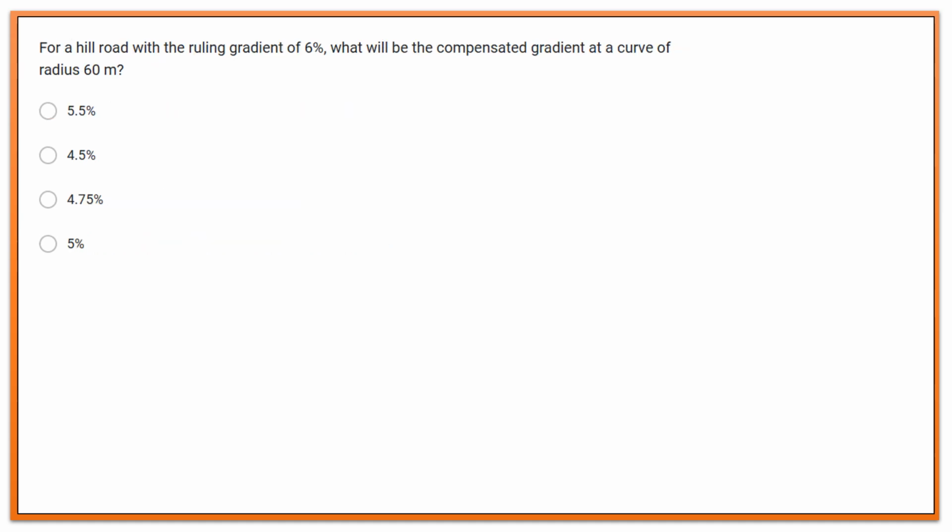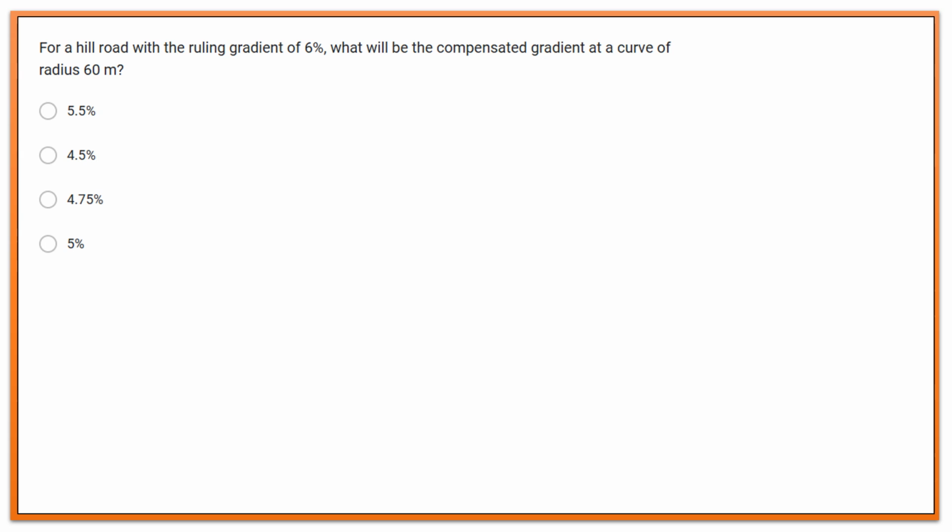The next question, question number 6. For a hill road with ruling gradient of 6%, what will be the compensated gradient at a curve of radius 60 meter? To find out the compensated gradient, there are two formulas. From those two formulas, whichever value is lesser, we take that value and subtract it from the ruling gradient.